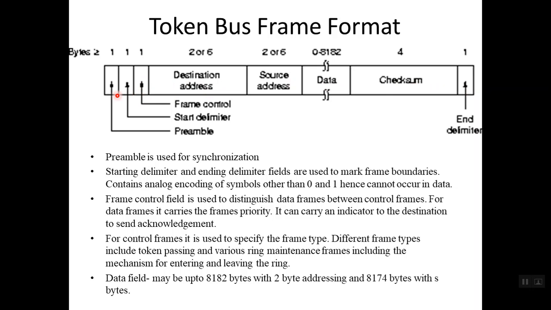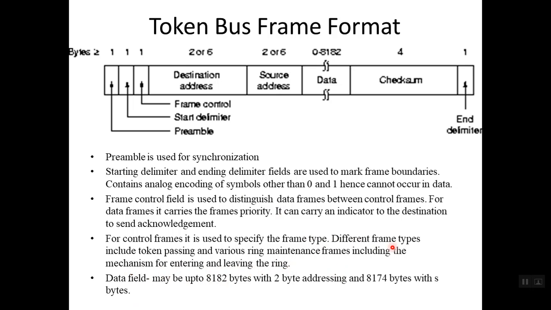If it is a control frame, what will be the content of this frame control field? For control frames like acknowledgement frames, this frame control field can be used to specify the frame type. There are a number of control frames, and for control frames, the frame control field can be used to specify the frame type. Different frame types include token passing and the various ring maintenance frames, including the mechanism for entering and leaving the ring.